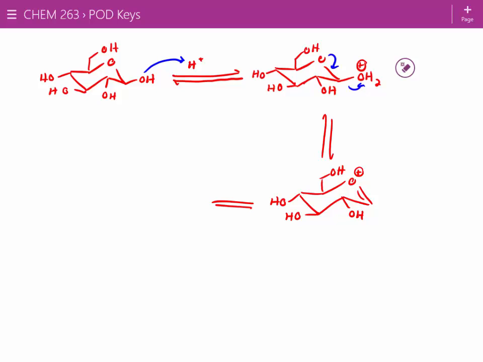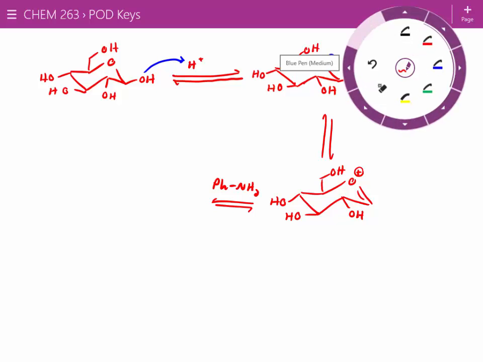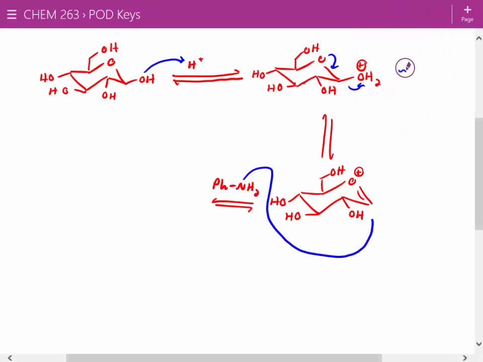All right, so if we have aniline, this aniline can attack from either face. It can attack from that bottom face, or it can attack from the top face. So I'll say or top side attack. I don't want to have to draw it twice.